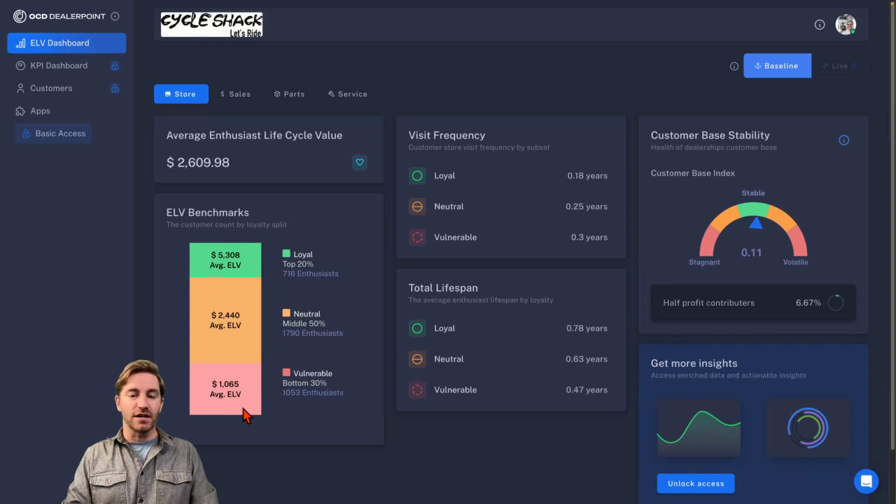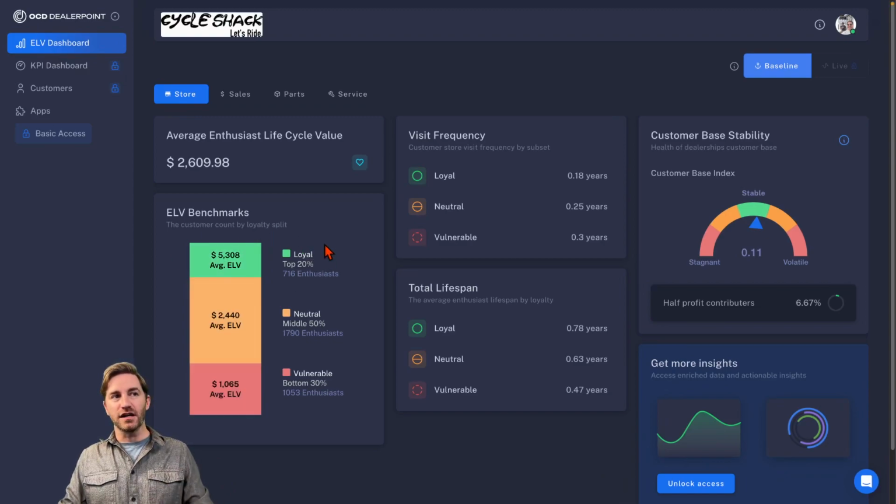Now, this doesn't mean that these customers are not valuable and that we don't want them to come into the store. It just means that these are the customers who are buying because we've got a deal right now, or they're buying because they're further out of town and they're not coming back to your service department. They're not coming back to buy parts from you. They bought because you had the unit or you had the right price. Now, the ones we want to focus on and create more loyalty for and more value for are these customers up top, this 716 enthusiasts.